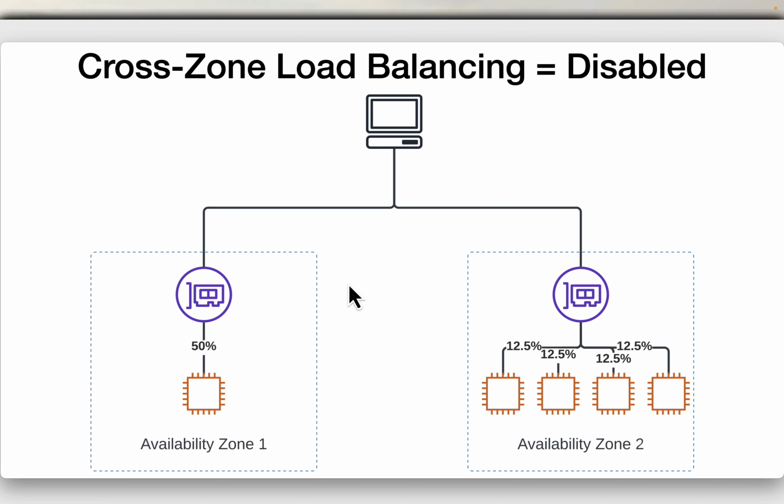Because there will be 2 availability zones, it will be 50% here, 50% here, and then the 50% is shared by whatever number of instances that you have configured. So 12.5% each, and this one will have 50%.